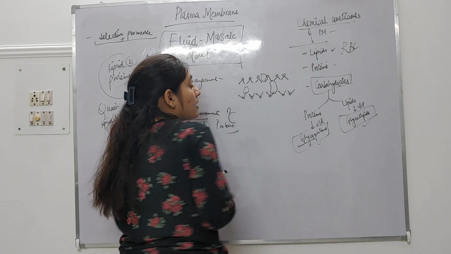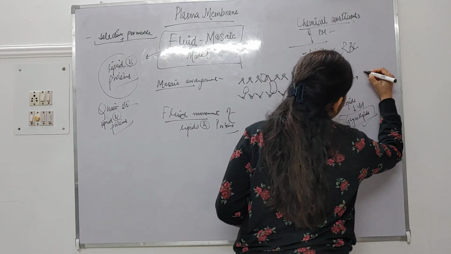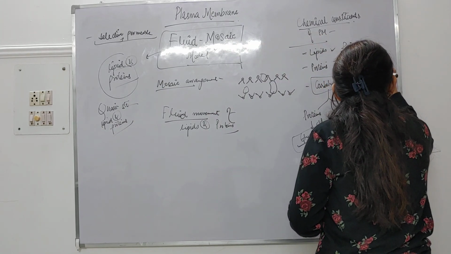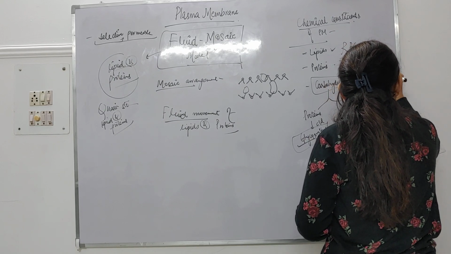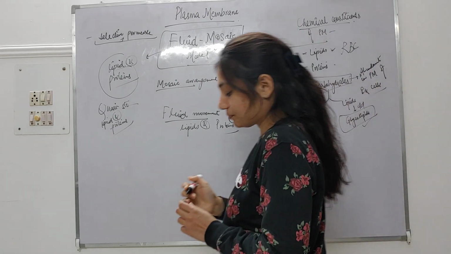And carbohydrates are mostly abundant in the plasma membrane of eukaryotic cells.